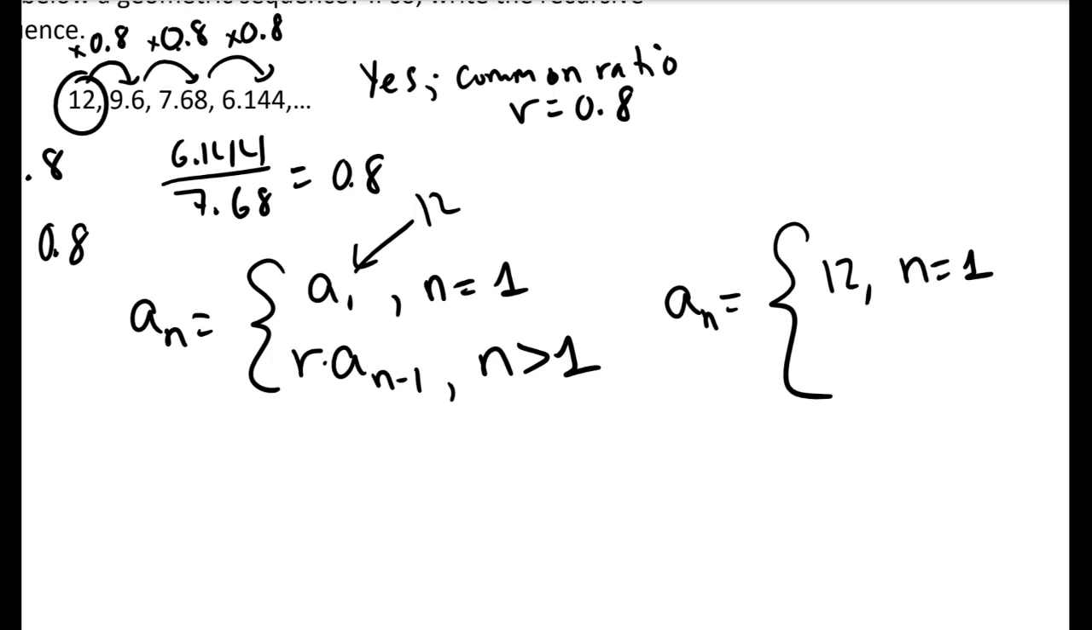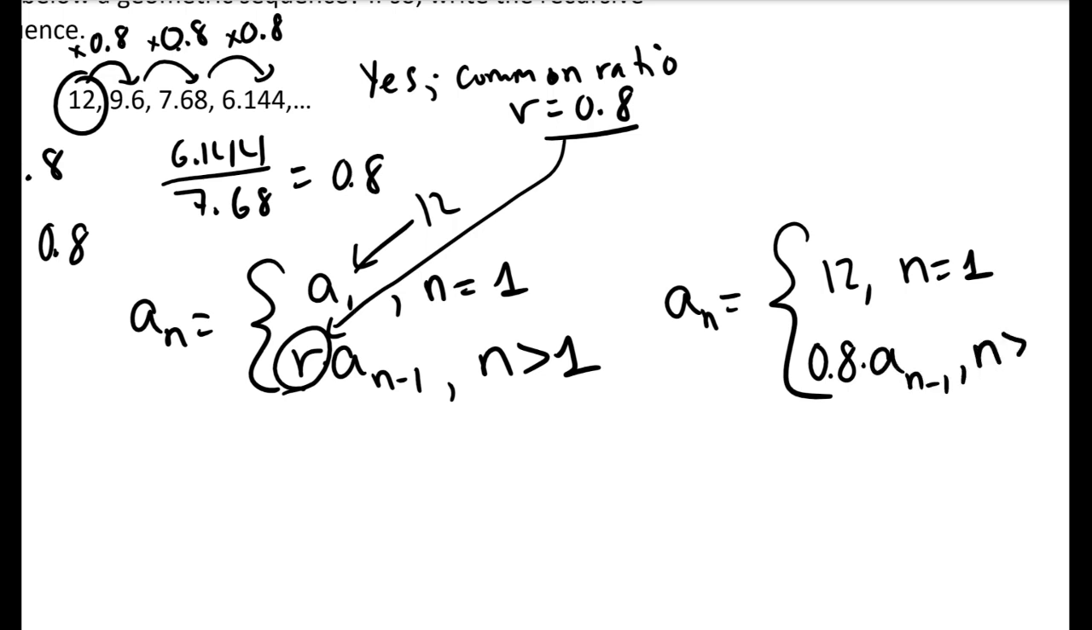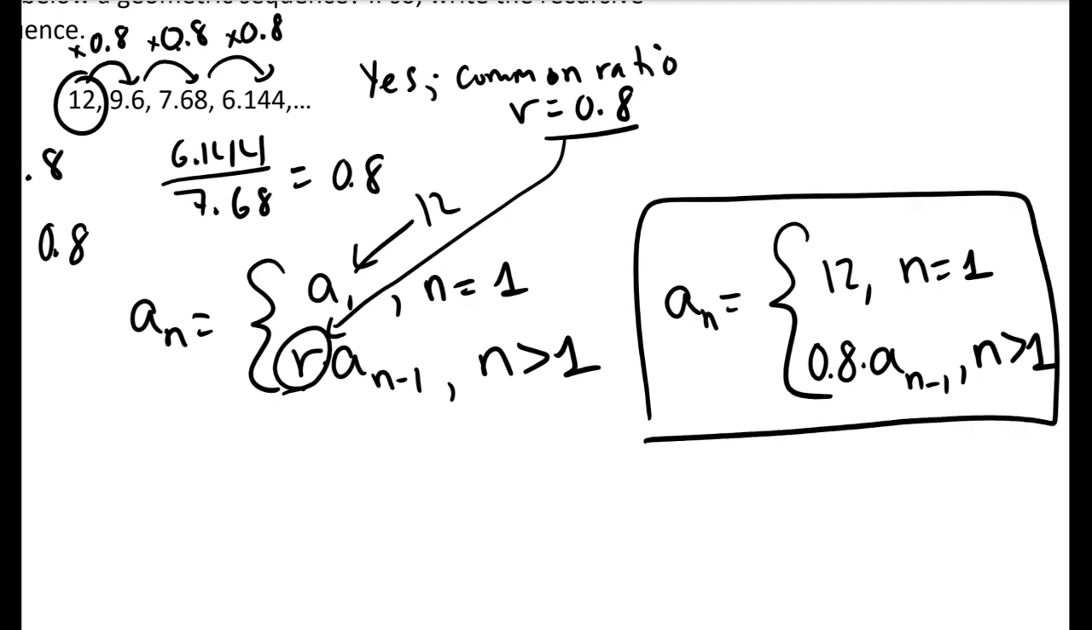And what's my r? Well, we found my r is 0.8. So we have 0.8 times an minus 1 when n is greater than 1. And that's my recursive definition. Pretty simple. So this means that you start out at 12, and then to get any of the other terms, you're going to take 0.8, multiply by the previous term, and that will give you the next term.